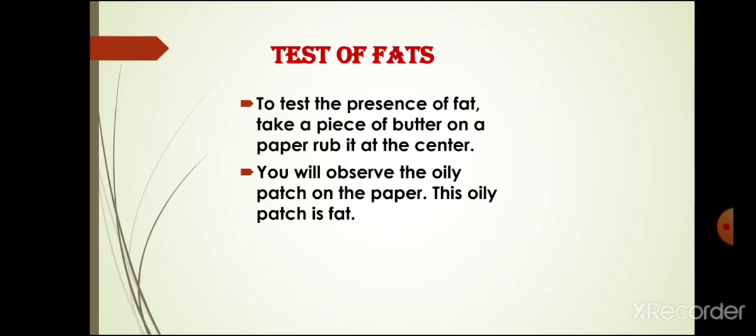Now hold the paper against light. You will see an oily patch on the paper. That shows that the food item contains fat.